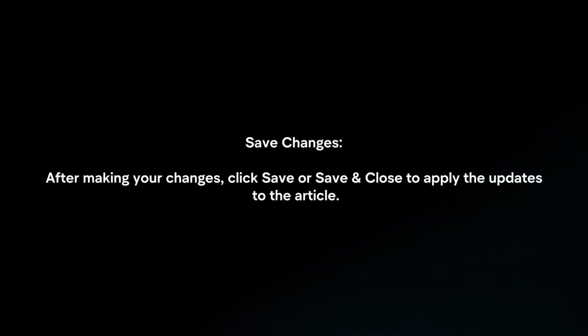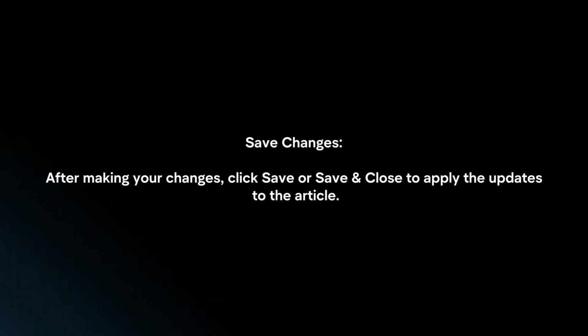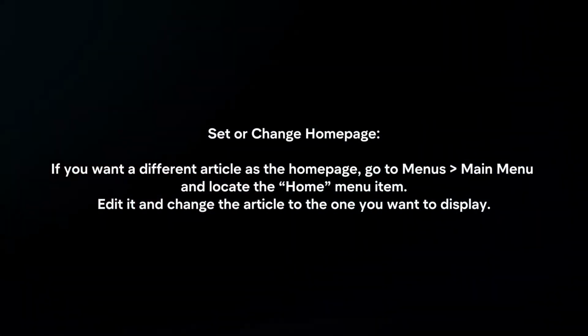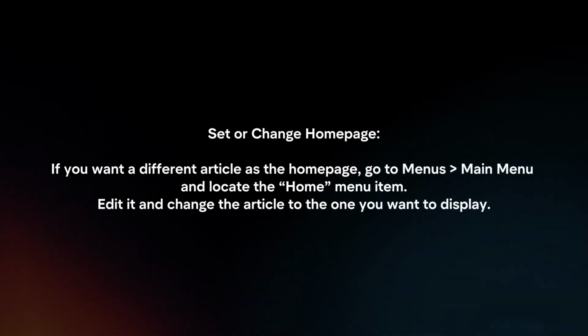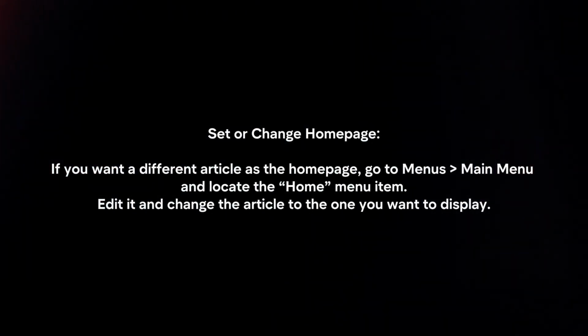Save changes. After making your changes, click Save or Save and Close to apply the updates to the article. Set or change homepage. If you want a different article as the homepage, go to Menus, Main menu, and locate the Home menu item. Edit it and change the article to the one you want to display.